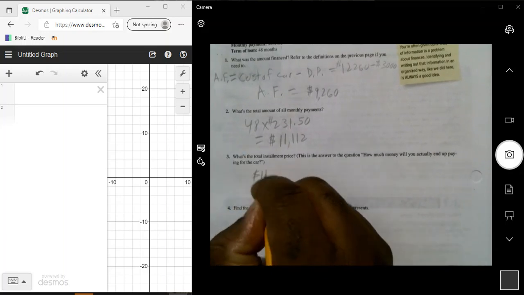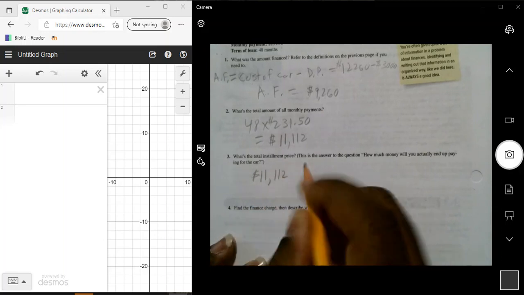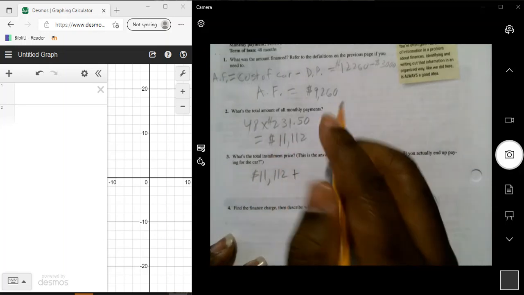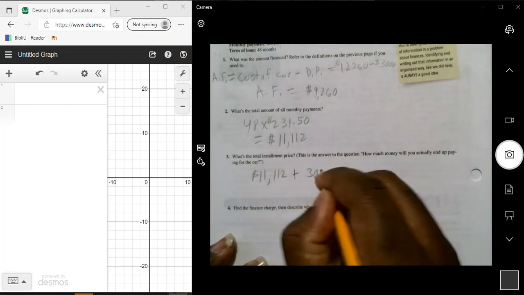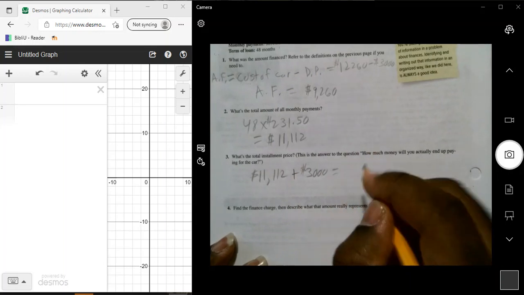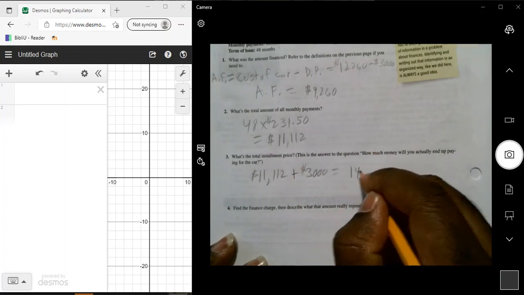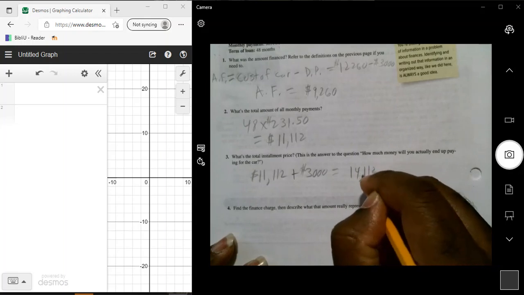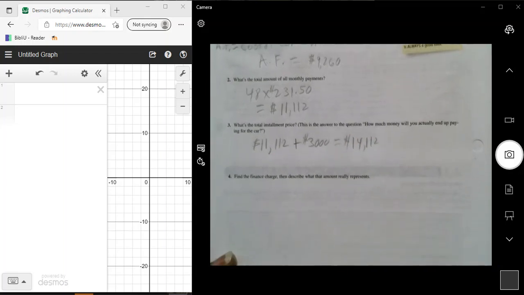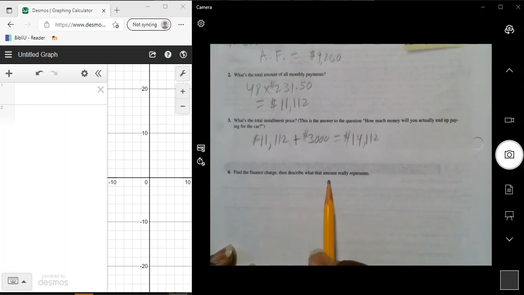Now it says, what's the total installment price? So we would take the $11,112 from the monthly payments, plus we would take the down payment, which is $3,000. So when we add them together, total installment price is $14,112.